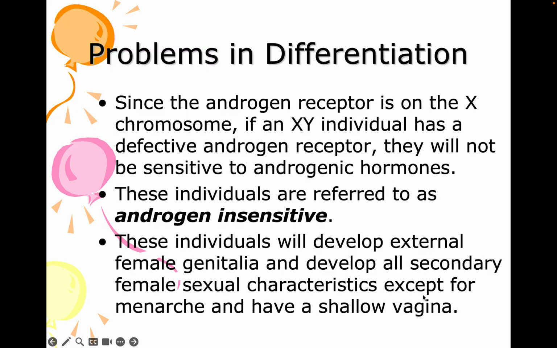Since the androgen receptor is on the X chromosome, if an XY individual has a defective androgen receptor, they will not be sensitive to androgenic hormones. These individuals are referred to as androgen insensitive. These individuals will develop external female genitalia and all secondary female sexual characteristics, except for having menarche and having a shallow vagina. Now, these are relatively rare.